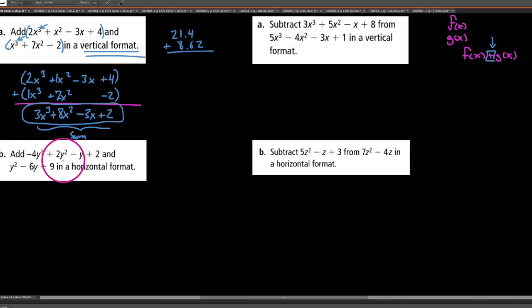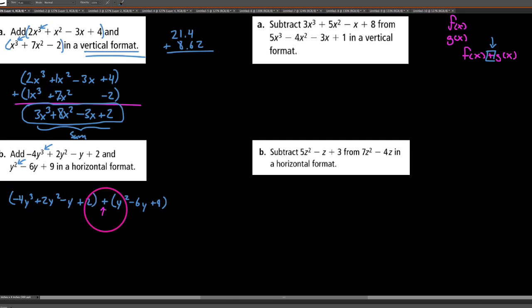What we're going to do in this instance is take this cubic polynomial and add it to this quadratic, or second degree polynomial, but we're going to do it in a horizontal format. When we talk about a horizontal format, I'm just going to write this the way we would write it, which is negative 4y cubed plus 2y squared minus y plus 2. We're going to add all of that to all of this. Now it's important that we put parentheses around this entire set of quantities here.